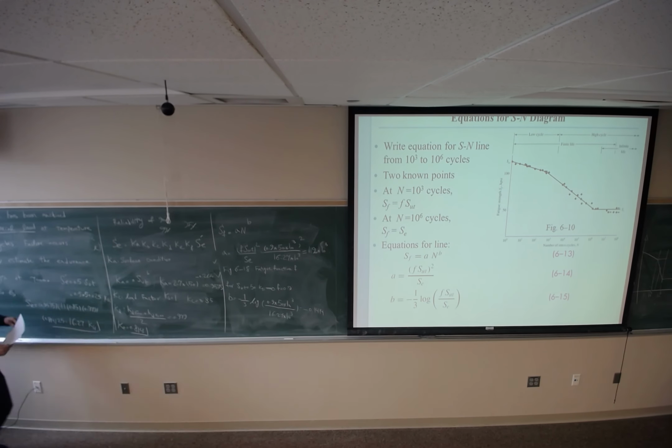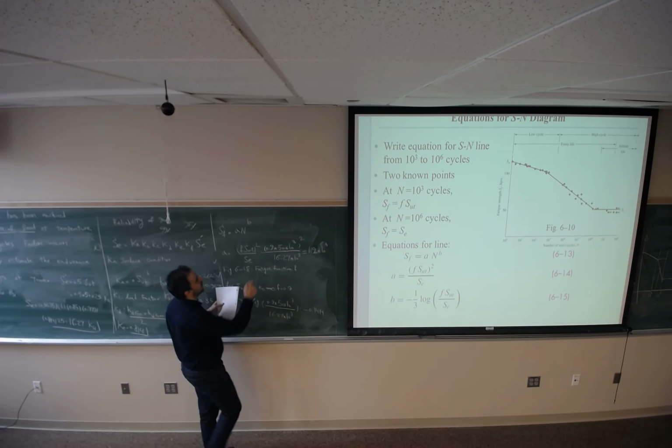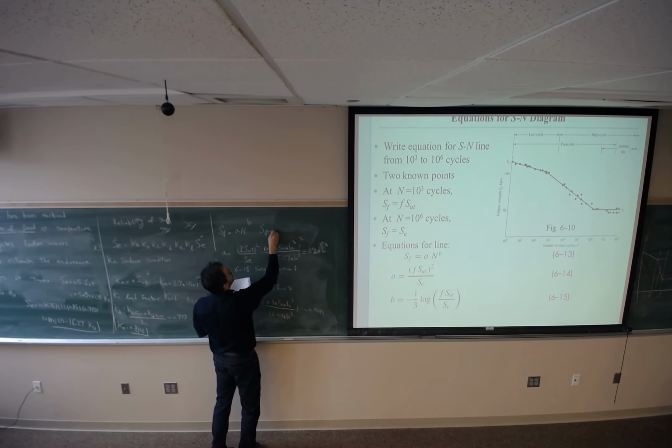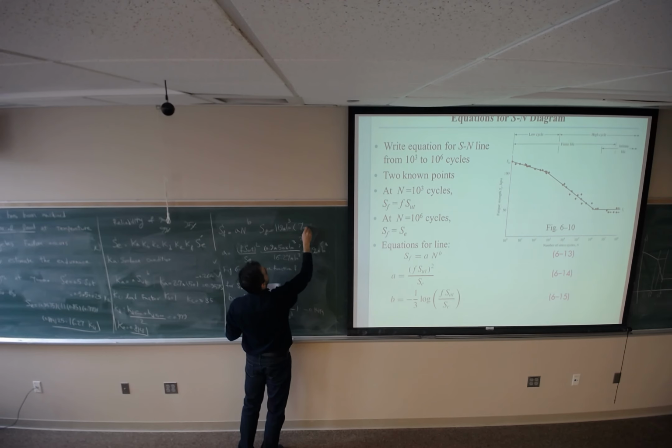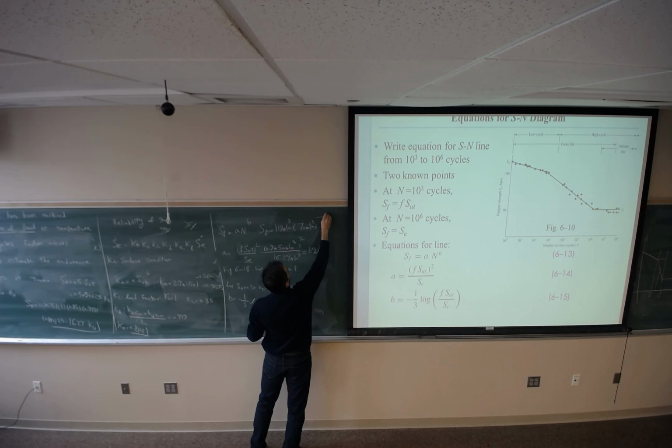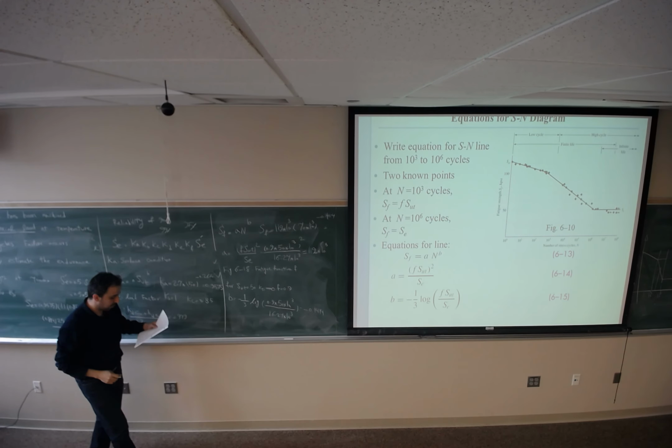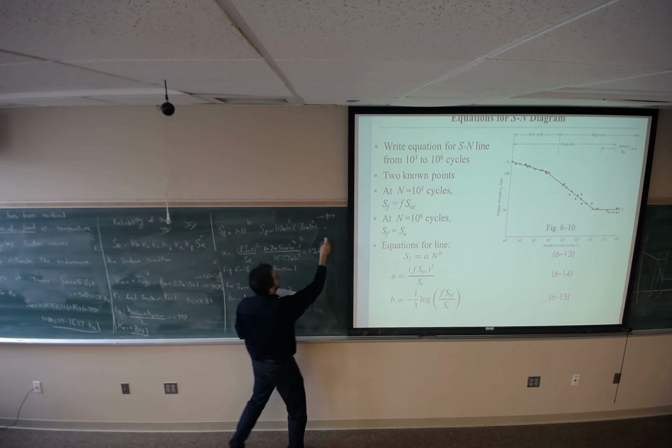So we are given N, we would like to find the fatigue strength at that number of cycles. So SF would be 119 kPSI times 70,000 to the power negative 0.1414. So the fatigue strength is going to be 23.9 kPSI.